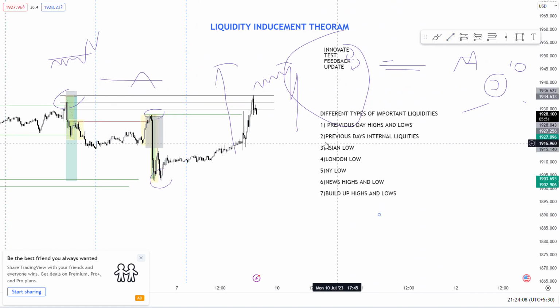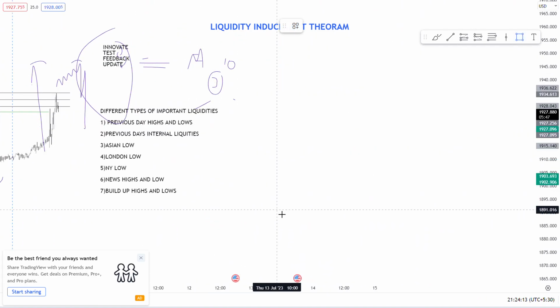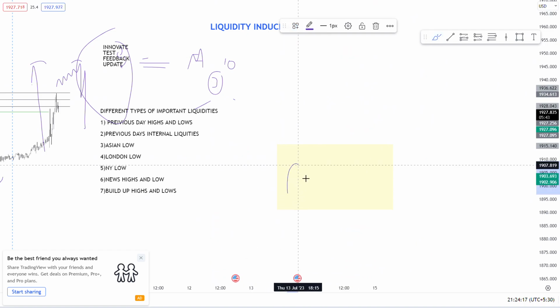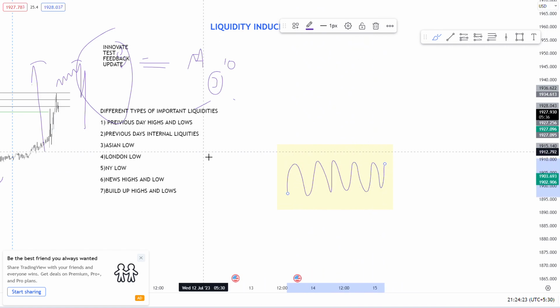And another thing, Asian high and Asian low. I think you have heard about the daily cycle. If you have not watched my daily cycle video, you can watch it. The first thing is build up. The Asia session is usually the build up of the liquidity.